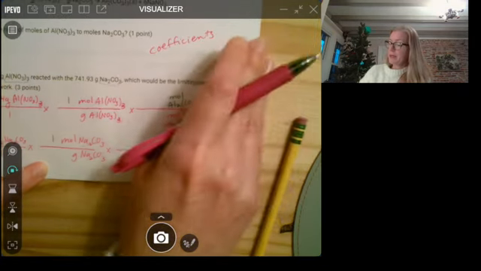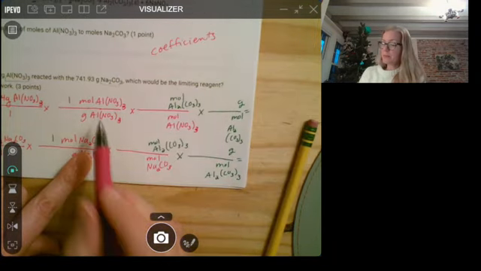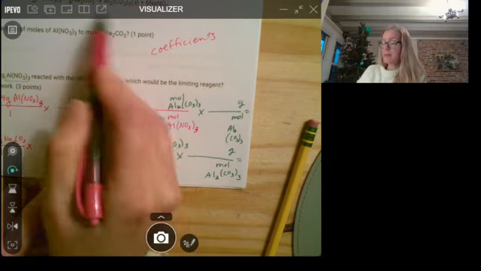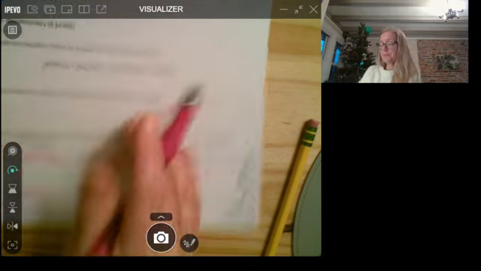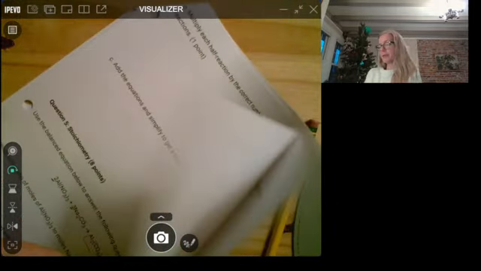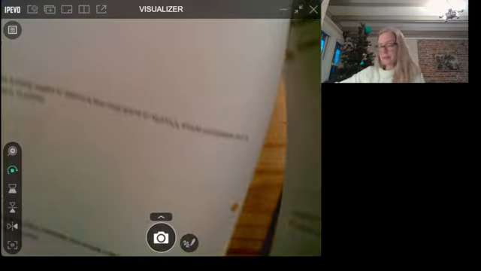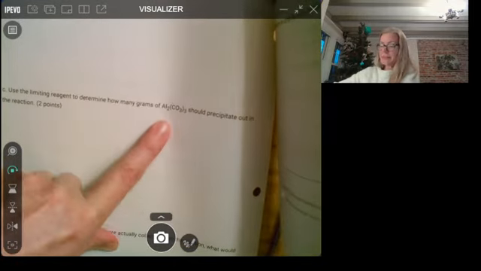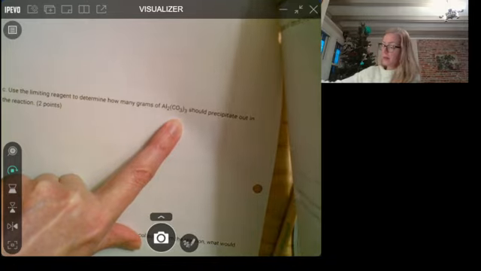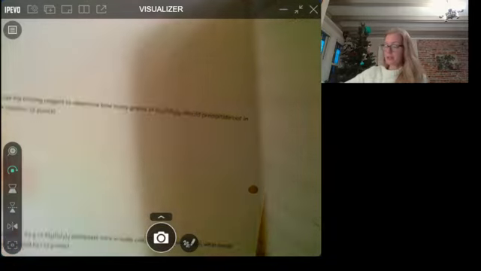Okay. And then for this next part is when you're moving from the reactant to the product that we're asking about, okay? This only has 1 product. So this is what you're going to go to. If there were multiple products, just look ahead and see what they're asking you about in the end. You can see in the end they're asking how many grams of Al2CO3 should precipitate out of the reaction. So we know that's where we're going.